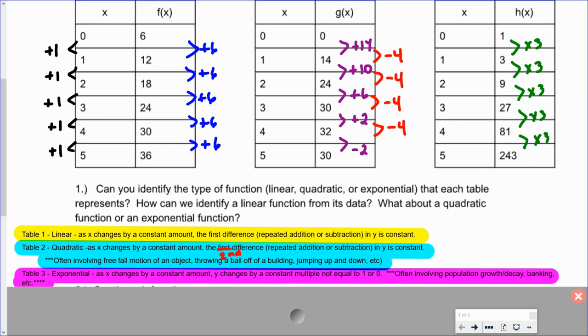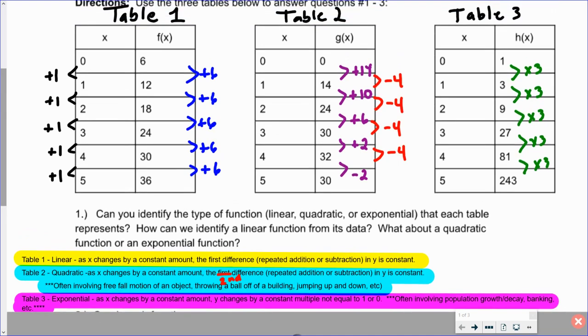So again, if we take a look at table 3, as x is increasing by 1, your output values are increasing by a constant multiple. Table 3 represents exponential growth. If this were exponential decay, your constant multiple would be somewhere between 0 and 1. And again, that's something that we'll cover in a later video as well.